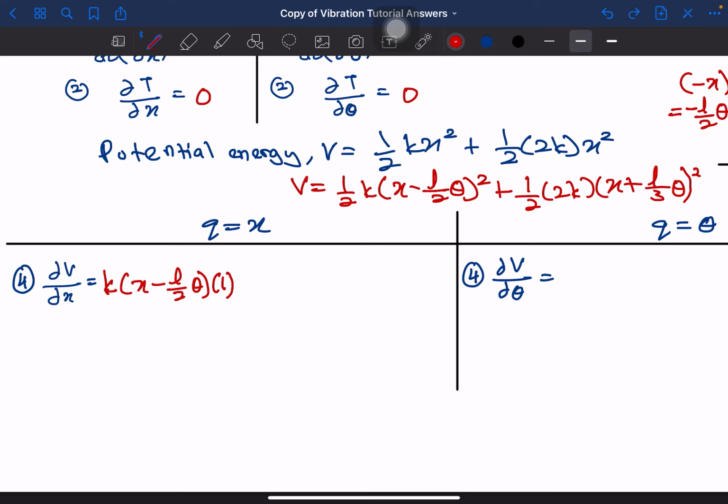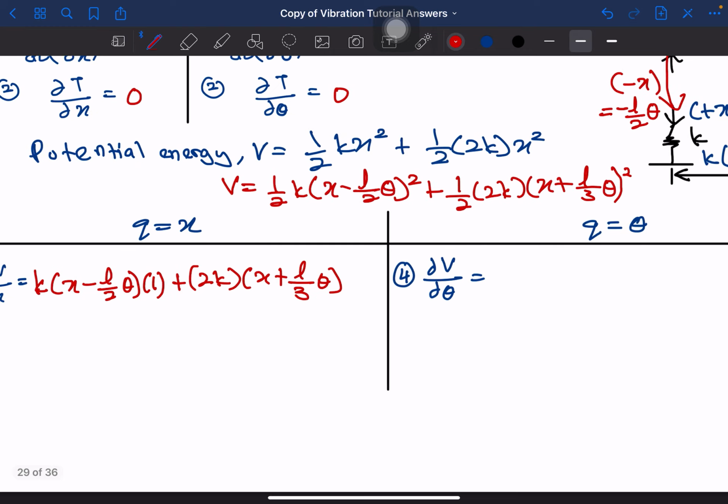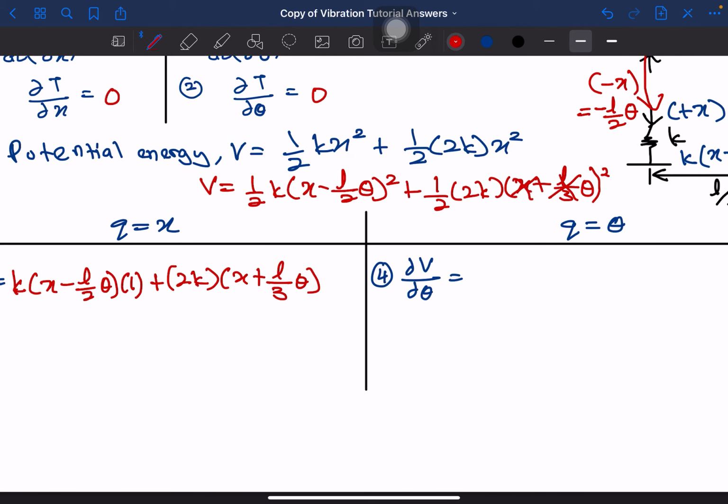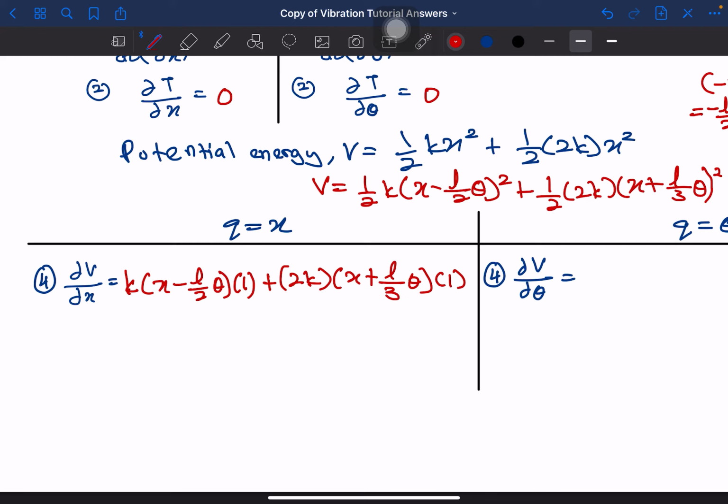Now for this part of the equation, differentiate the square, bring it to the front, and then you'll get 2k(x plus L over 3 theta). Remember the chain rule. Differentiate also and times with the differentiation inside the bracket. Differentiate theta 0, differentiate x equals 1. So I get that. Next, settle this. You'll get your answer to be 3kx plus L over 6 k theta. Alright.